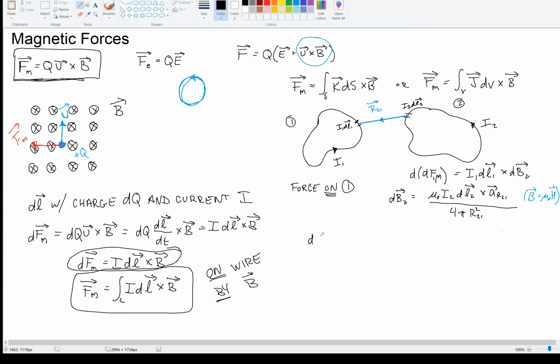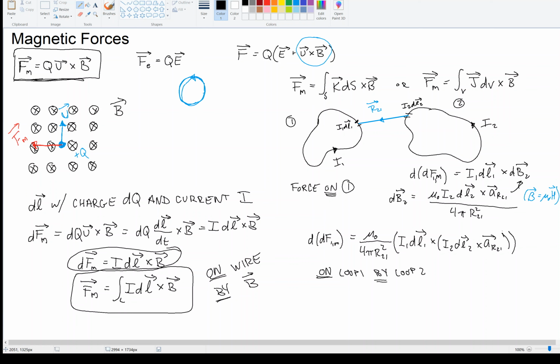So now we can say that the small force on the small segment in loop 1 due to a small segment in loop 2 is equal to mu0 over 4 pi R21 squared times I1 dl1 cross I2 dl2 cross a_R21, just by substituting that in there. dB2 goes right in there. And then finally, again I want to emphasize, this is the force on loop 1 by loop 2.